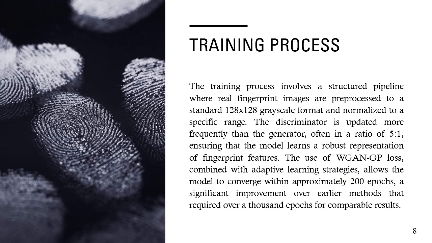Training process. Training was conducted using a rigorously structured pipeline. Real fingerprint images were resized to a standard 128 by 128 resolution and normalized appropriately. The discriminator is trained more frequently than the generator, typically at a 5:1 ratio, ensuring robust learning of fingerprint characteristics. The model achieves convergence in approximately 200 epochs, a marked improvement over traditional approaches which require significantly more iterations.